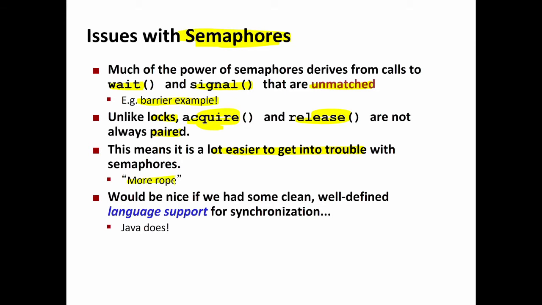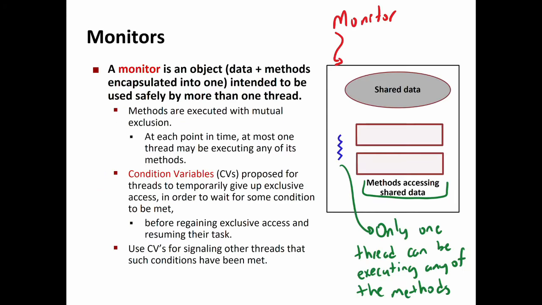We may end up writing code that leads to deadlocks, as we will learn later. Given that this synchronization problem is so common, it would be nice to have clean and well-defined language support for synchronization. This is something some modern systems provide, like Java, and we will see that. That brings us to the main topic of our lecture.